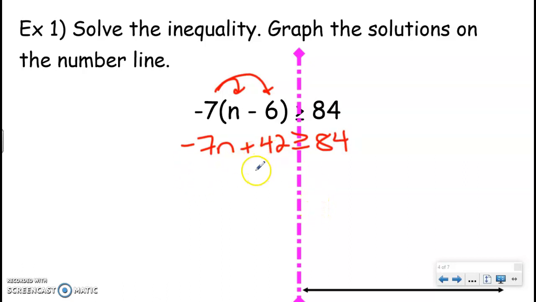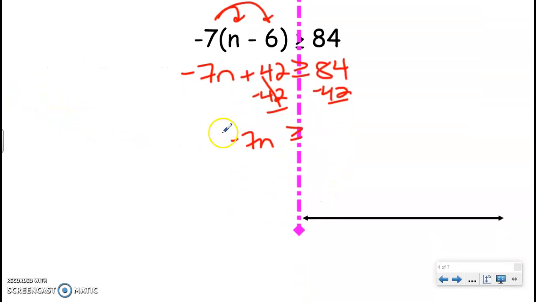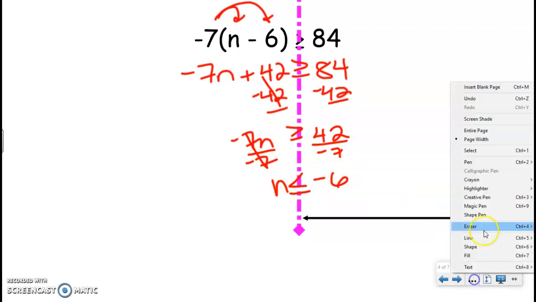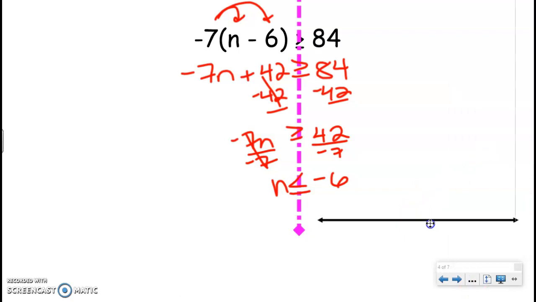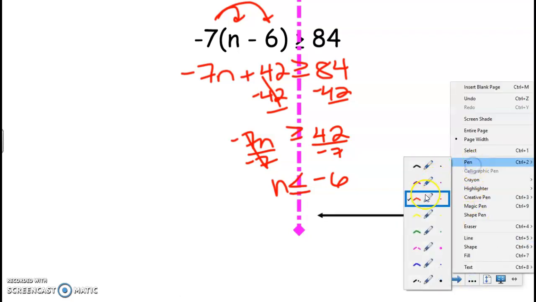Now to get the n alone, I need to subtract 42 from both sides. To get negative 7n is greater than or equal to 42. Again, don't flip the sign yet. And then the last step, divide by negative 7 on both sides to get n and negative 6, but we are going to flip our sign over because when I divided, it was a negative 7 on both sides. So my final answer is n is less than or equal to negative 6.